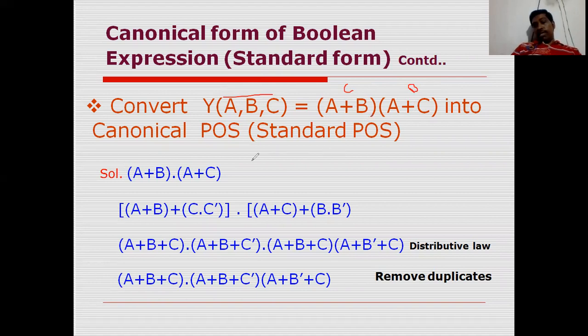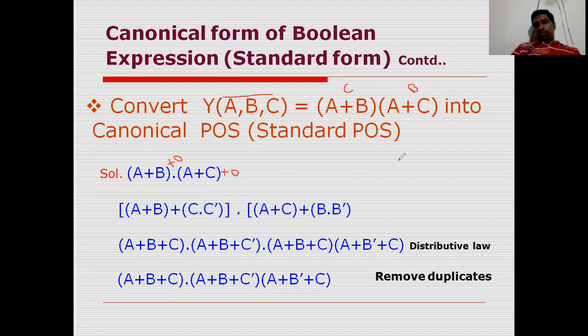Previously we multiplied with 1 in the first step, but now you need to add zeros so that your value will not be changed. Add 0 for A plus C. Here add A plus B plus 0. Just add 0 for both terms so that your value will not be changed in POS.